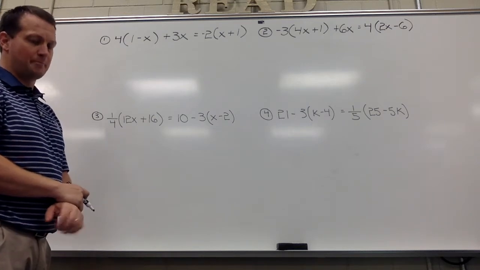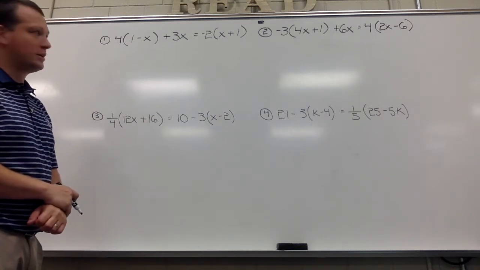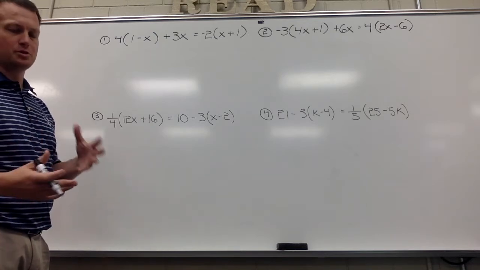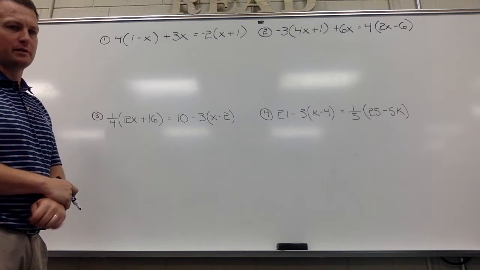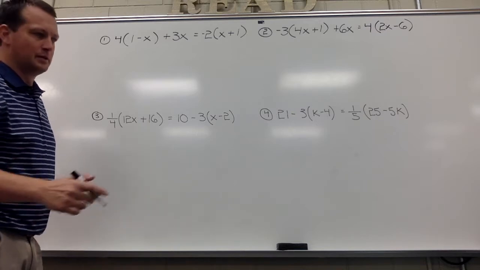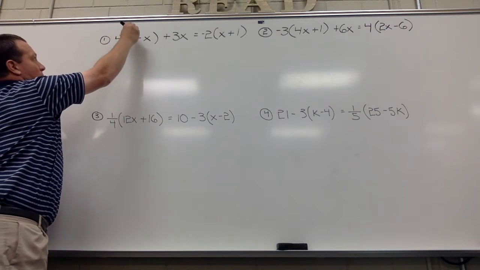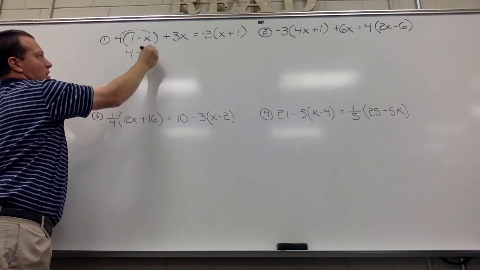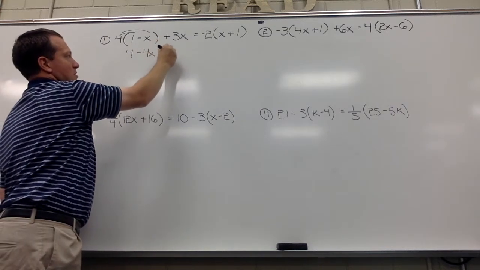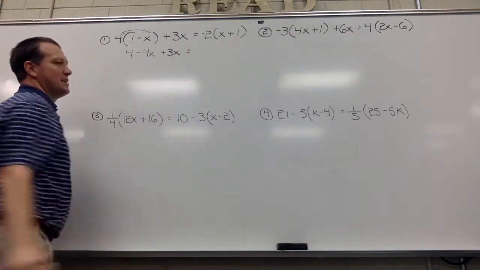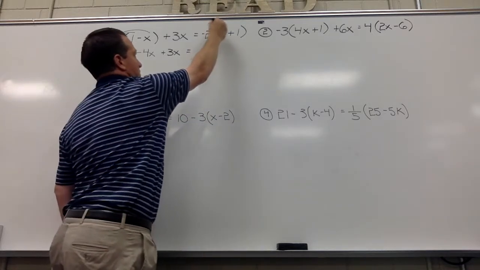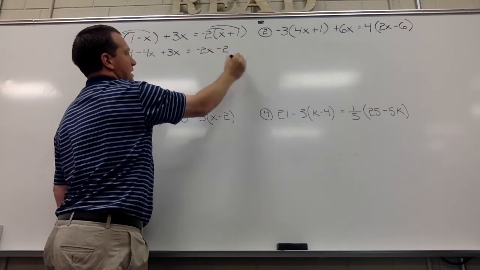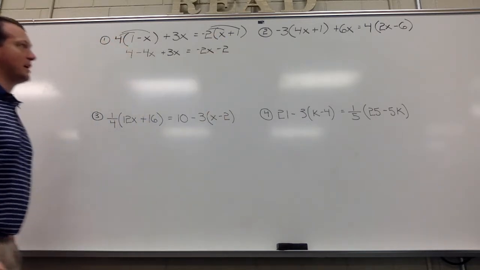Take your time, step by step, inch by inch, and make sure that you are combining like terms, using your inverse operations when necessary, and your arithmetic. Take it slow. So I'll start with the distributive property. 4 times 1 is 4, minus 4x, and I still have my plus 3x. That's going to equal on the right side, multiplying negative 2 times x, negative 2x, and then negative 2 times 1 is negative 2.